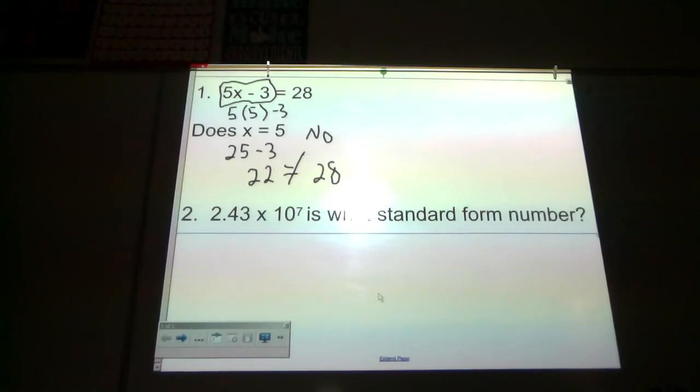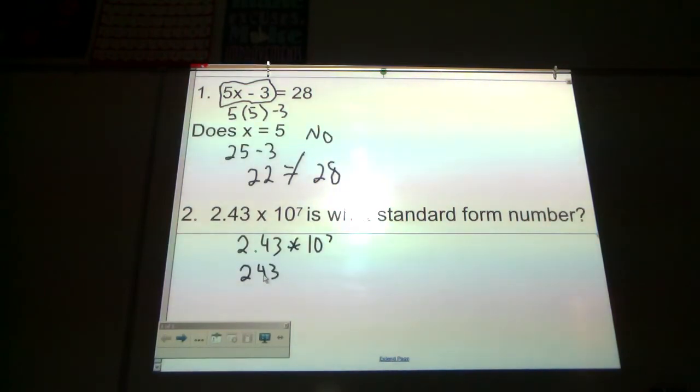Okay? So if we take this number, and it is scientific notation because this 2 and 43 hundredths is less than 10 and greater than 1, and it is multiplied by an exponent or a power of 10. How many places do I need to move this decimal point? 7 total. Now, if I just write 243, how many places did I move the decimal point? 2. So how many more places do I have to go? 5 more. So what can I do instead of counting over 5? What can I just do? Write 5 zeros.